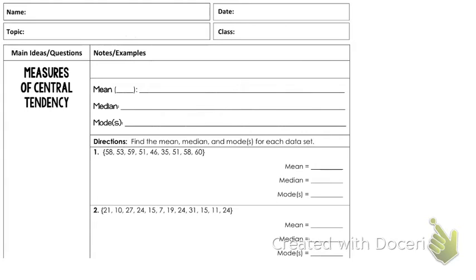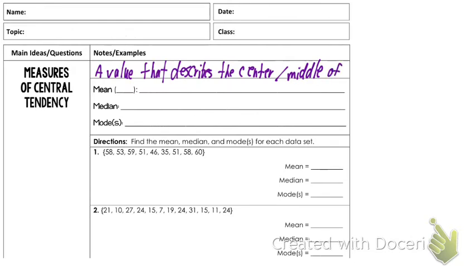So a measure of central tendency is a value that describes the center, Aiden, write it down, or middle of data. Olivia, write it down, please. Thank you.